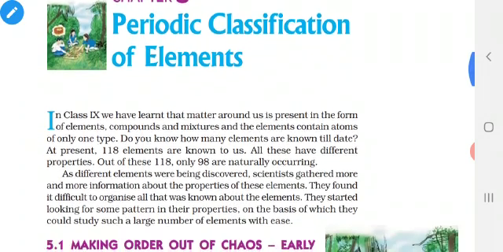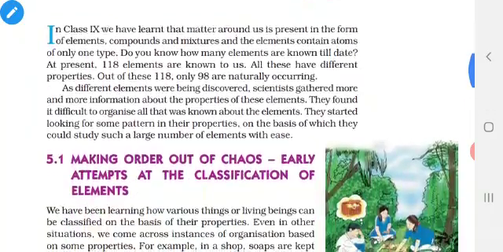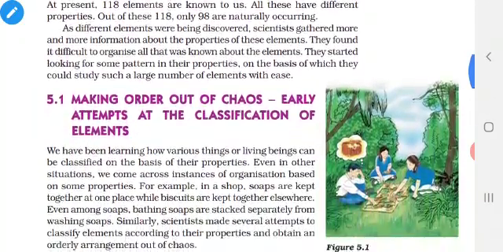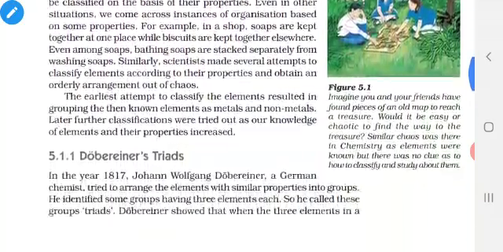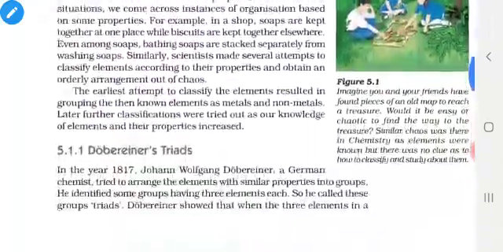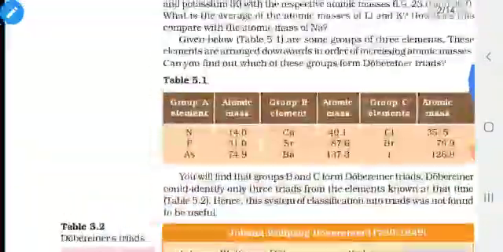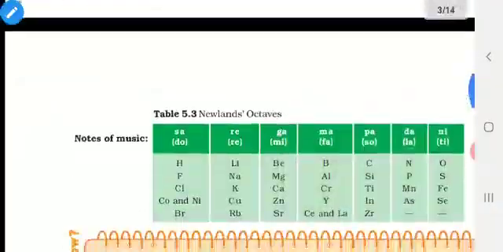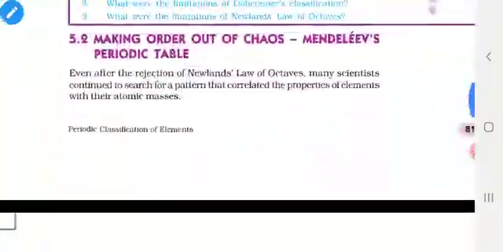Okay, so what is meant by periodic table? Have you seen the periodic table? In the 9th itself, I have shown you the periodic table, isn't it? Yes. Okay, now all of you take your book. Take your book. Come to the page number.